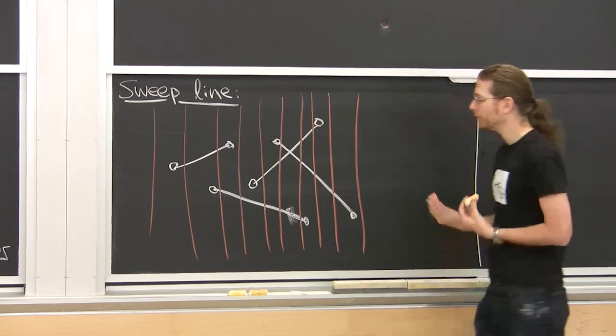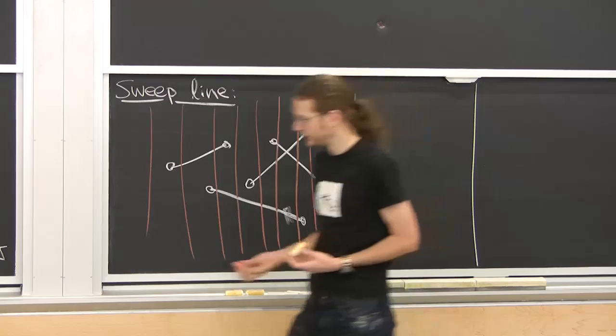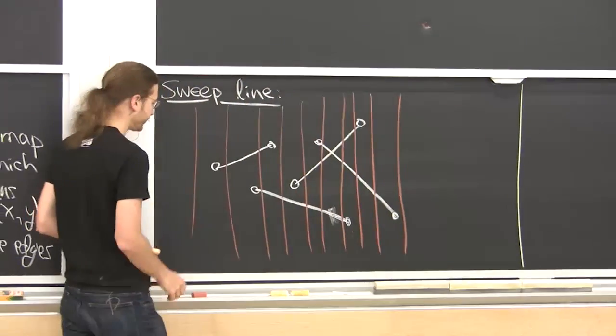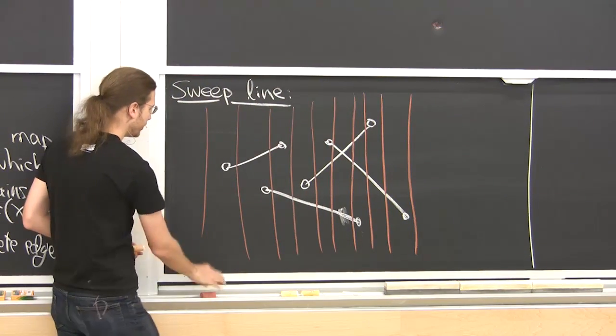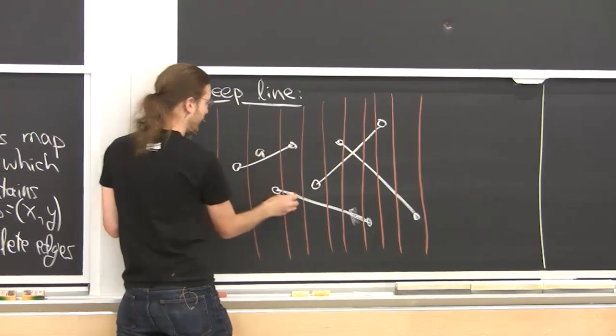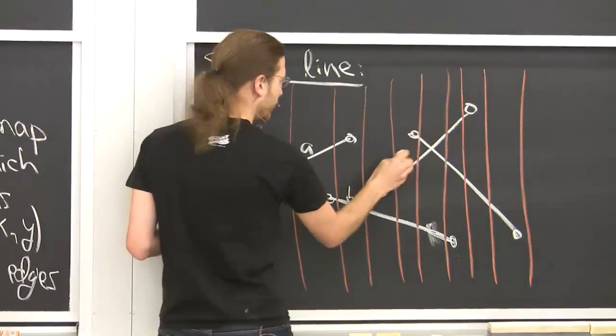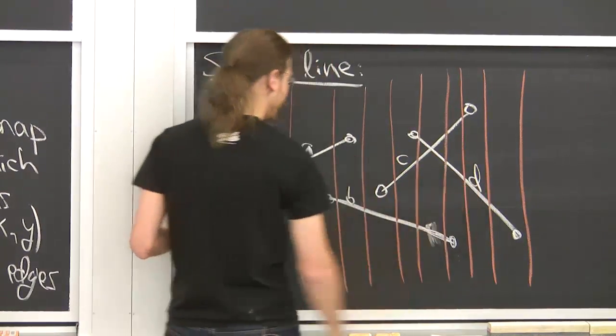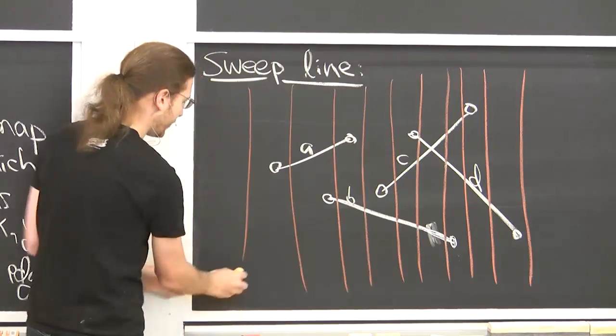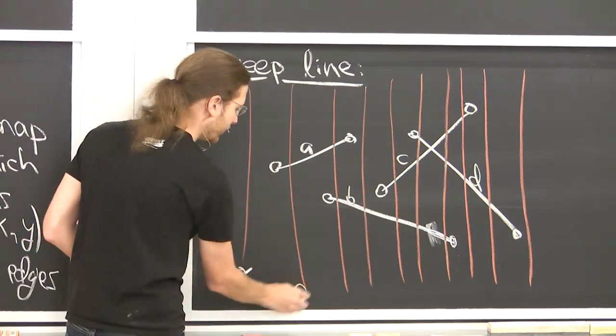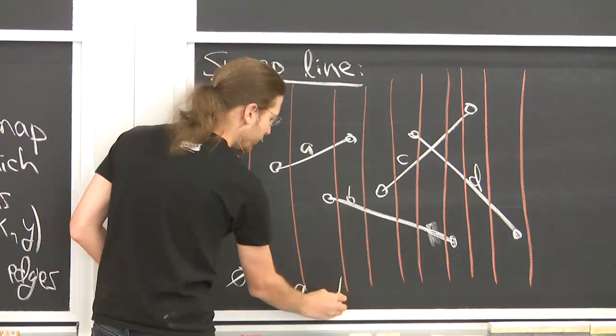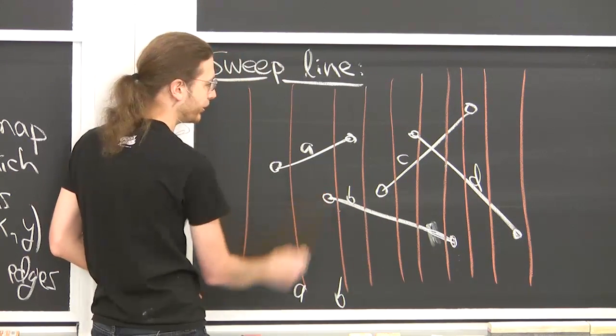Okay, there are discrete moments in time when what is hit by this sweep line changes. Initially, let me label these segments. We've got A, B, C, and D. So initially we hit nothing, then we hit A, then we hit B. Why do we hit B? Because we saw the left endpoint of B.